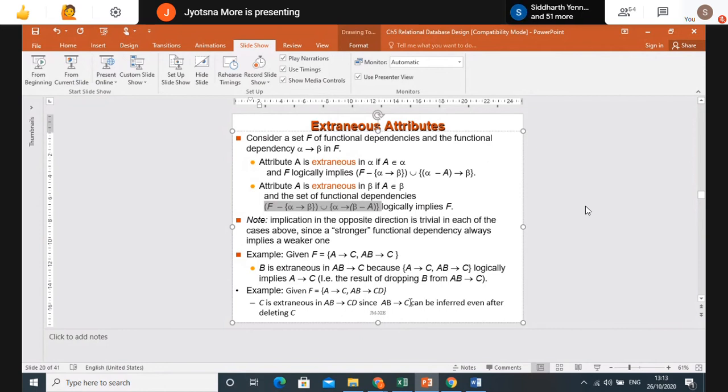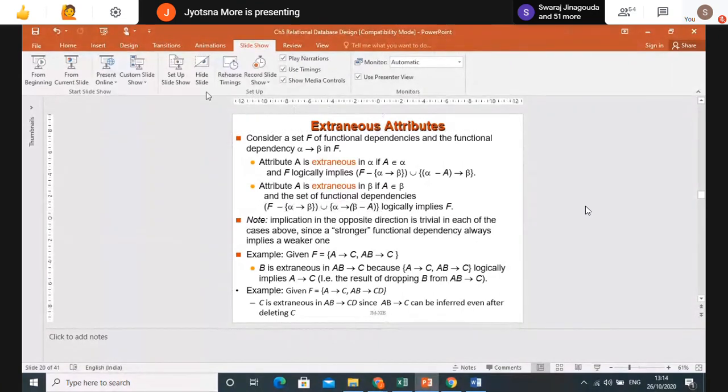This is only the simpler way I can tell you. Otherwise, if you want a proper answer, we have to solve this. You have to put in all the values, and then you will get whether C is extraneous or not. I have actually solved that, but right now I don't think I can show you that solution at this level. We will solve one example for this extraneous attribute so that you get a better idea.